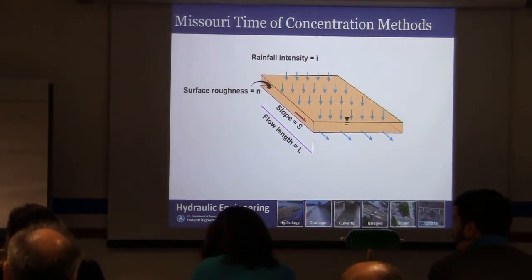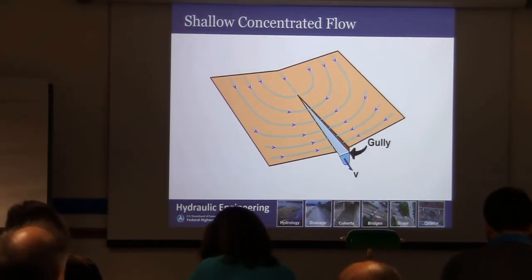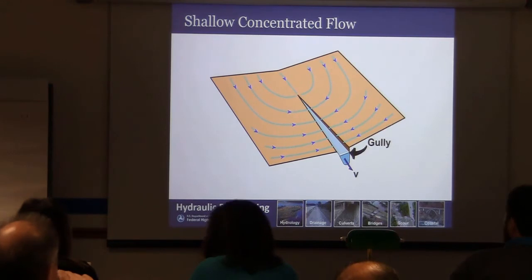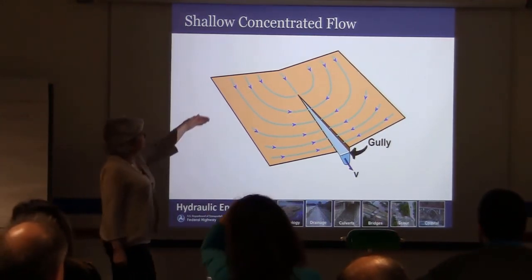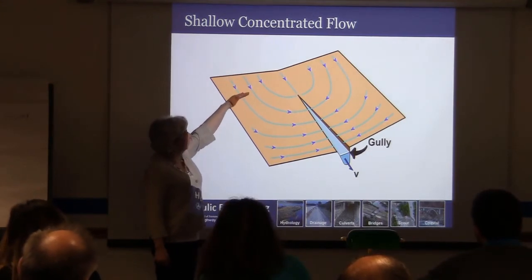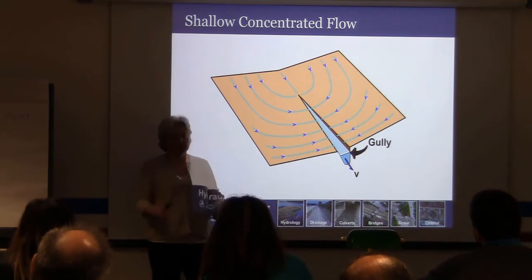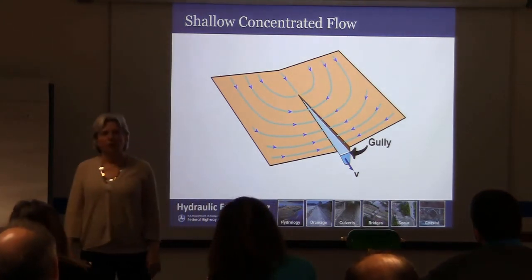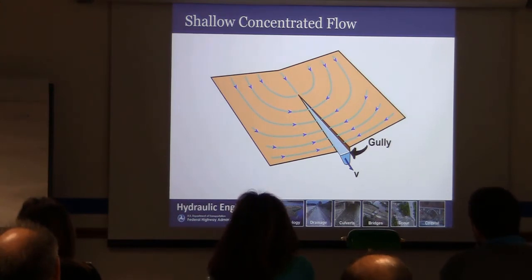Okay. So this is shallow concentrated flow. I don't think you guys have this in your workbook. My apologies. But all this is showing is that it's going from sheet flow, and then all the flow is concentrating into one area, into your rill or gully or whatever it is. And then it comes out that gully.